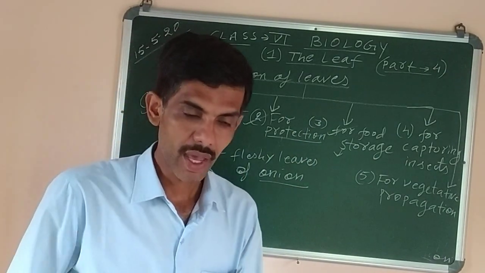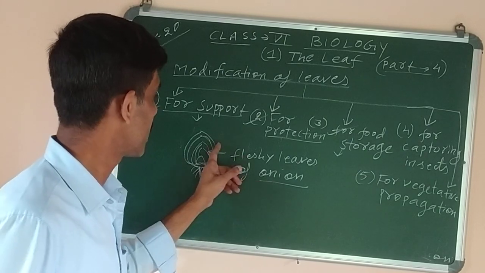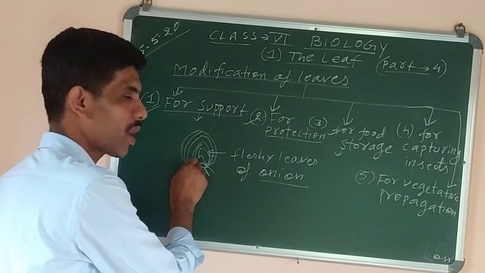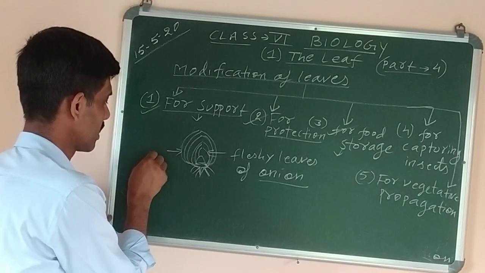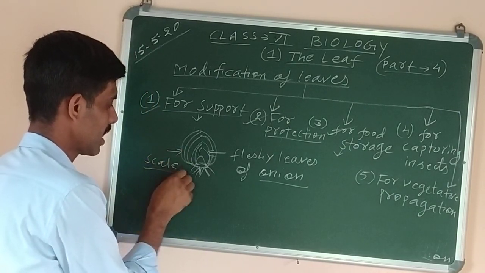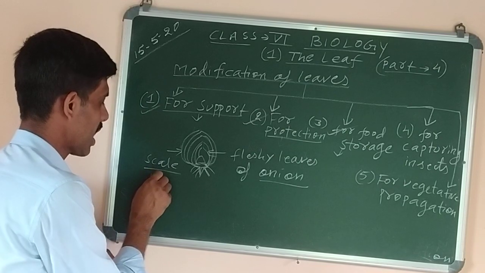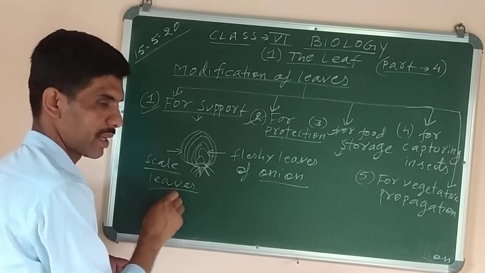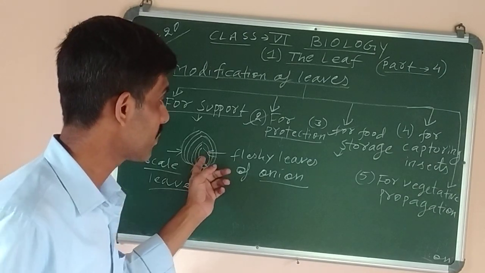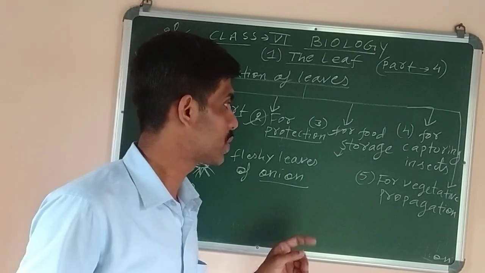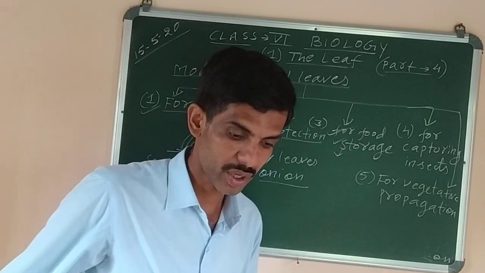The outermost part of the onion leaves are scale leaves, the ones which we remove. We cannot eat that one. That is called scale leaves. So they are the ones which we have to throw outside. But the one which is fleshy and edible, that is also a leaf only, which is modified to store food. So food storage is also completed.